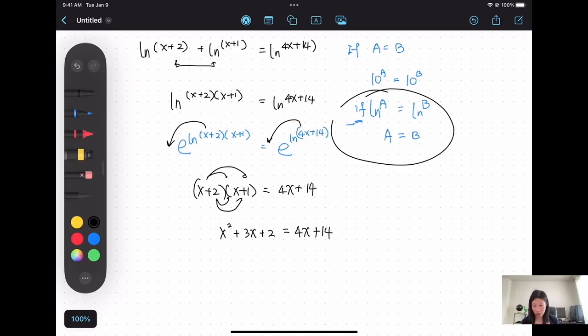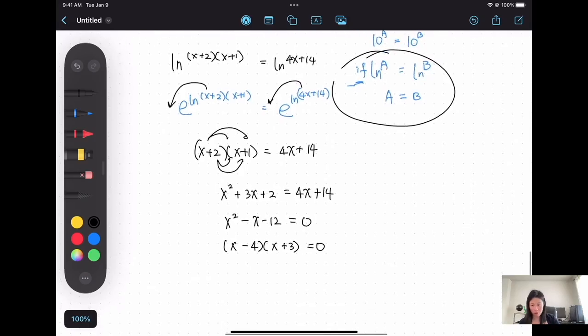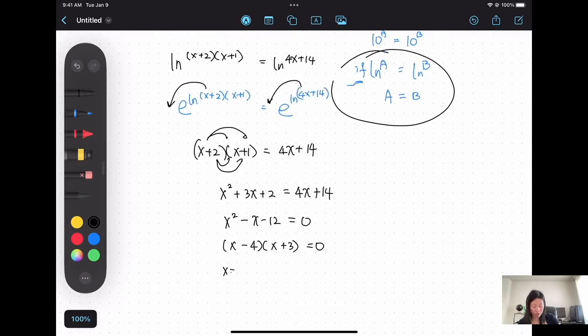Now I need to merge the like terms. When I merge it, I have x squared minus x minus 12 equals 0. Use the AC method to factor it. So I got x minus 4 times x plus 3 equals 0. So when I solve it, I have x equals 4 or x equals negative 3. So now, please check your answer with a calculator for the original function and see what you get.